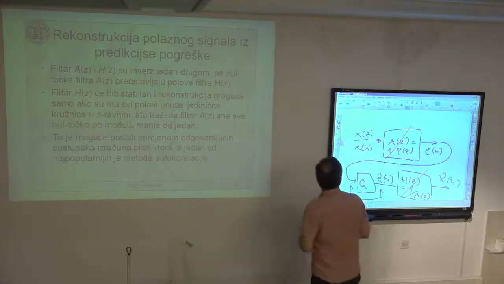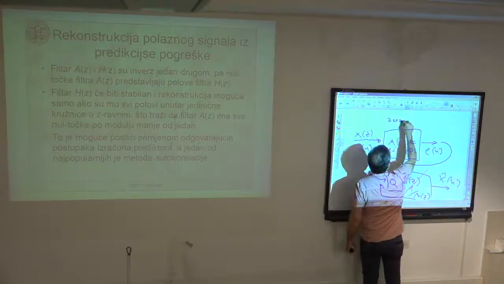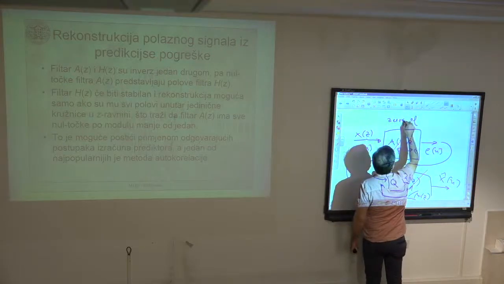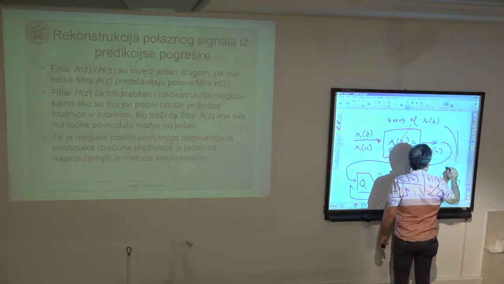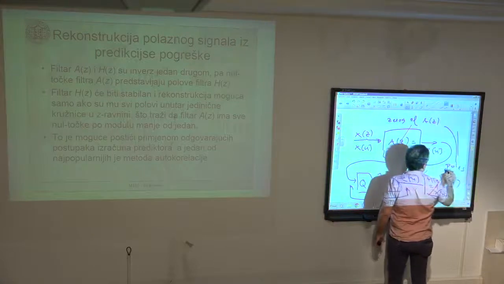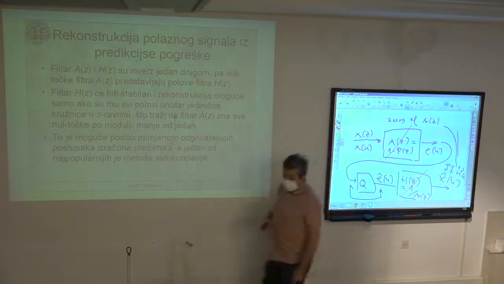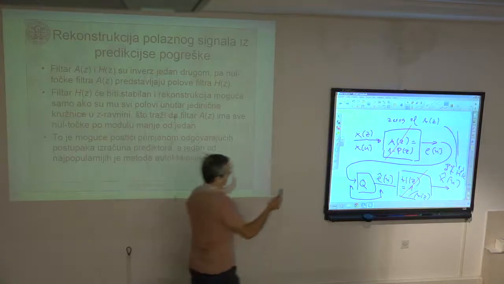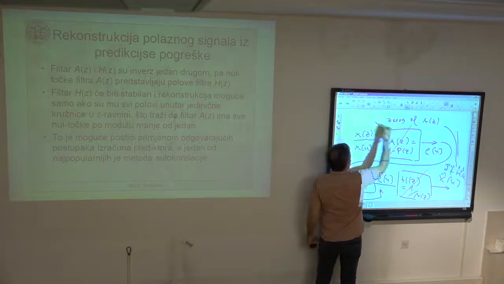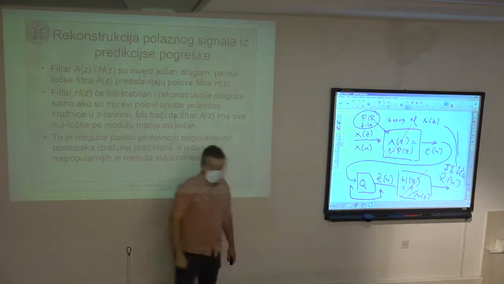And in this case, zeros of A of z are the same as poles of H of z. So this A of z is a FIR filter. So it has finite impulse response, FIR filter. And this filter is described with zeros.